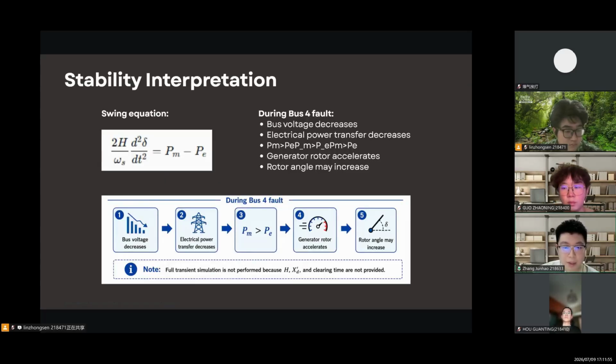Next. During the bus fault, the bus voltage drops. When the voltage drops, the electrical power transfer also decreases. At that moment, the mechanical input power becomes greater than the electrical output power. As a result, the generator rotor angle may increase. If the fault is not cleared quickly, the system may lose stability. Therefore, fast fault clearing, suitable breaker rating, and proper protection coordination are necessary to maintain system stability during a disturbance. That's all for my part.